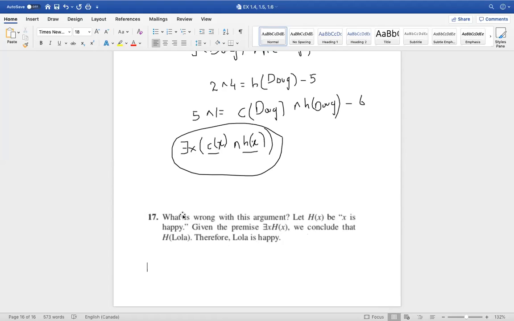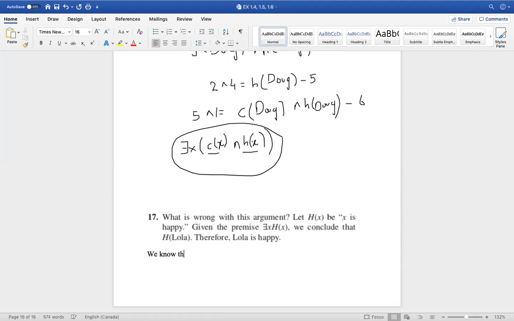Here, the one thing that I've been stressing on the previous questions so far is basically knowing the domain of the quantifiers. We don't know what the domain is and if Lola is part of that domain or not. If we say X consists of all the people in the world and Lola is one of the people in the world, then this will be perfectly fine. If Lola is part of the domain, then we know that Lola is happy. But the problem is we don't know the domain.